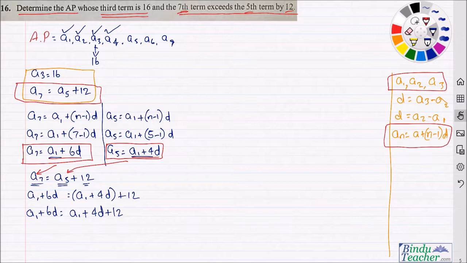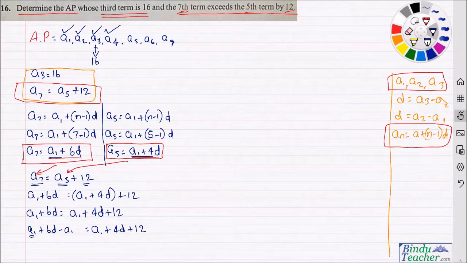Now I will keep D on one side and move everything on the other side. So what I would like to do is, we'll write A1 plus 6D equals A1 plus 4D plus 12. First I want to remove this A1, so I will do a minus A1.